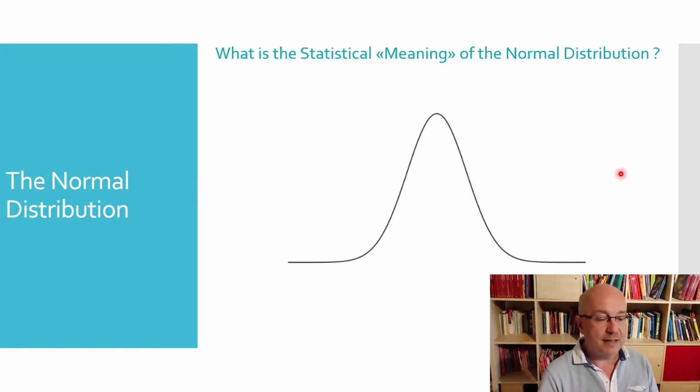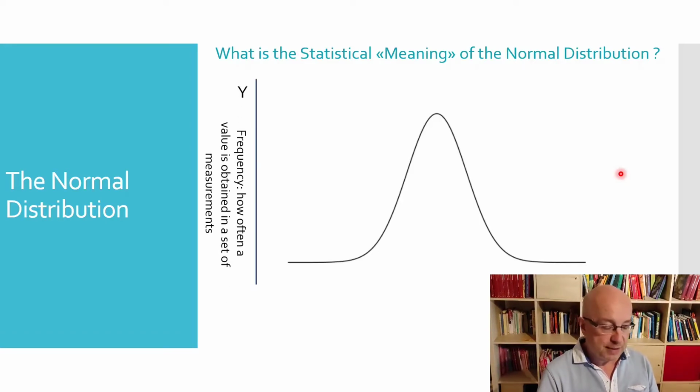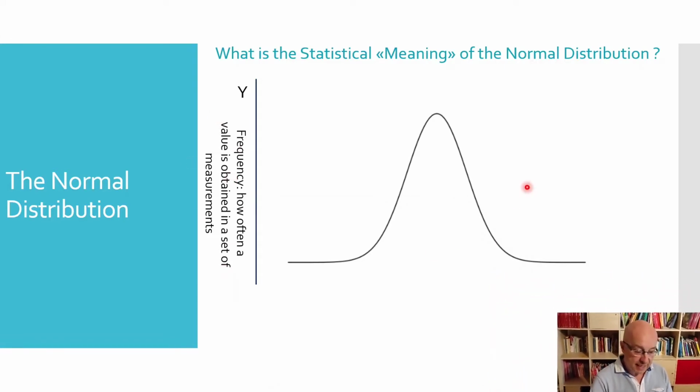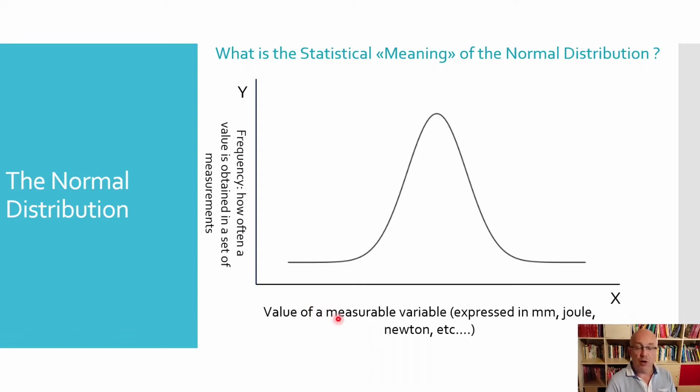We see here again the picture of the Gaussian curve, but if we represent it in the context of a Cartesian axis and we put on the y-axis the frequency, that means how often a value is obtained in a set of measurements, and we put on the x-axis the value of a measurable variable, a variable that can be a length expressed in millimeters, a value of energy expressed in joule, or a value of force expressed in Newton, you can get data that will form the profile of a normal distribution.